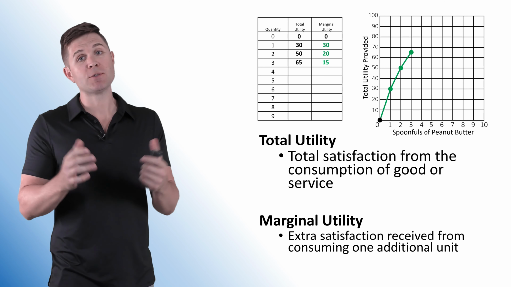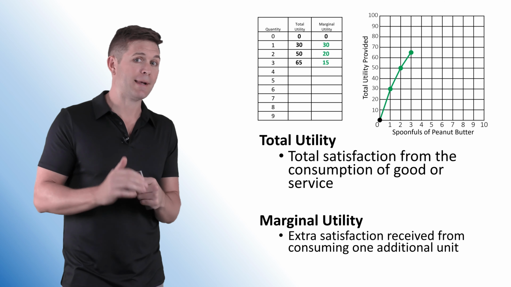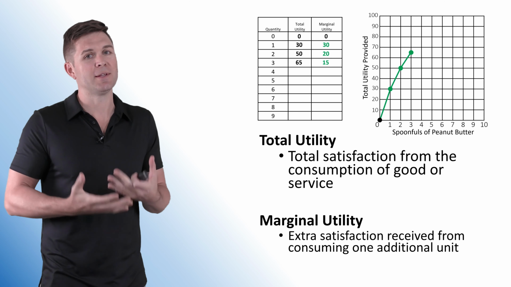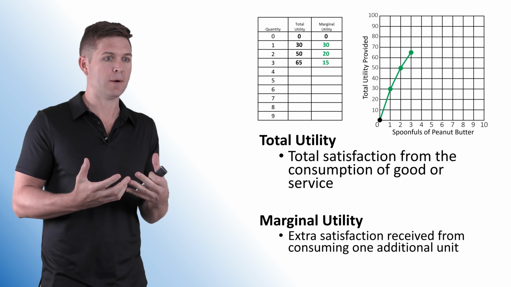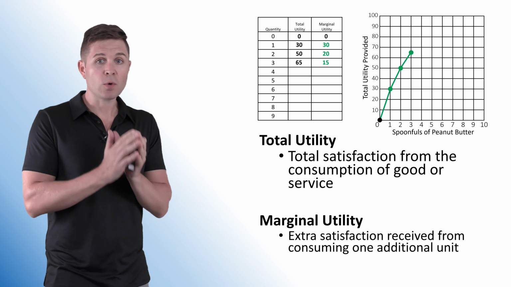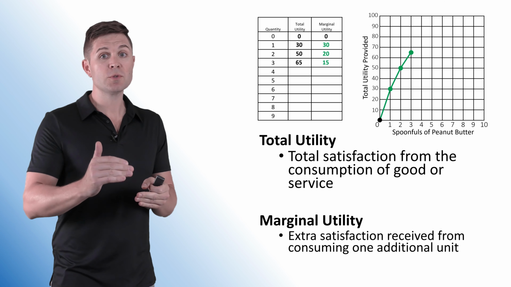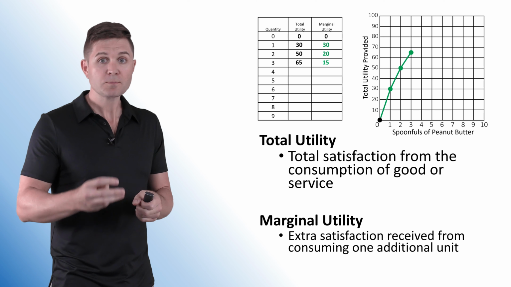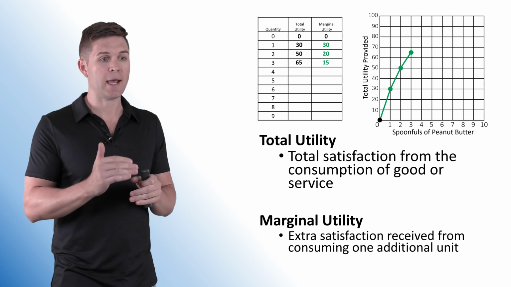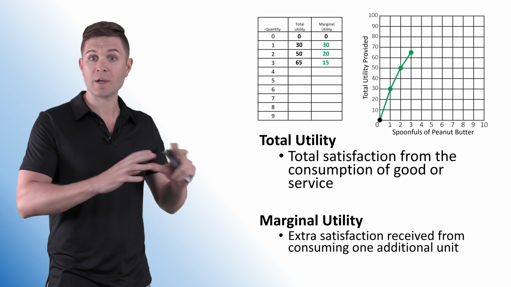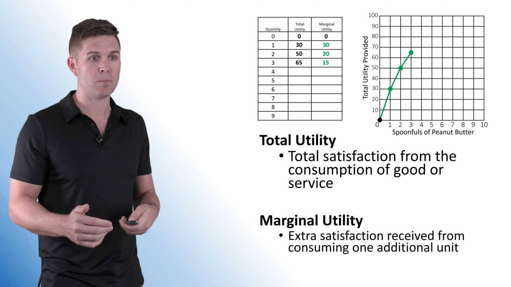All right, I'm going to measure that one at about 15 utils of satisfaction. Not quite the 20 I got in the second one, and definitely not that satisfaction I got from the first one after being hungry all day long. So right now my total utility jumped up to 65 because the additional utility I got from that third bite was 15 utils. The difference between total and marginal utility is total is everything, marginal is just the extra from each additional unit that I consume.